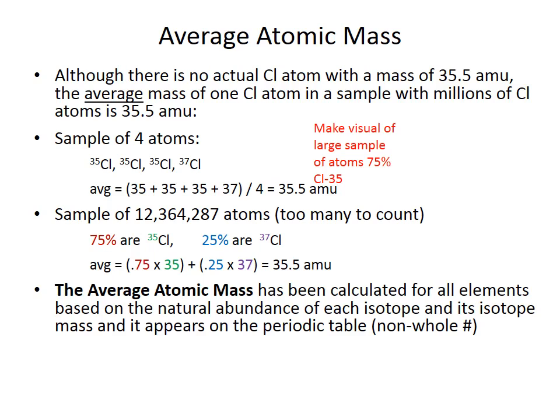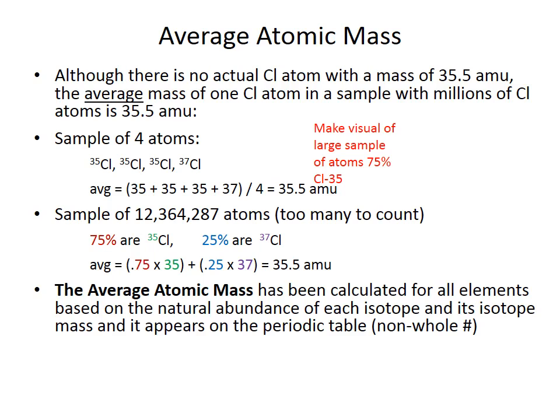The next term is I have 25% of chlorine 37. I convert 25% to 0.25 in blue, and I multiply it by the mass of the chlorine 37, which is 37, and I get that portion. Once I'm done with all of these isotopes, I add all the totals together, and I get 35.5 AMUs.